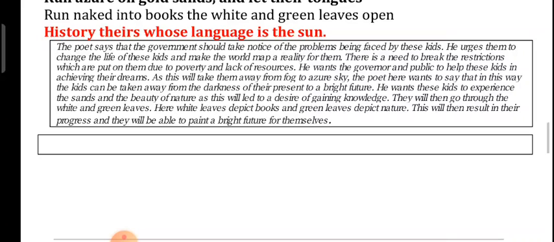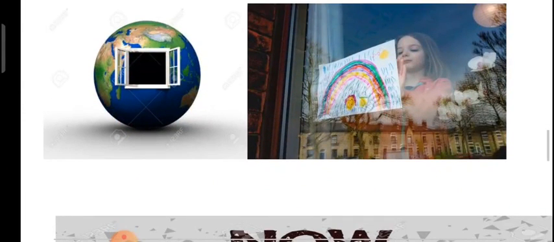He wants these kids to experience the sands and the beauty of nature, as this will lead to a desire of gaining knowledge. They will then go through the white and green leaves. So here white leaves depict books and green leaves depict nature. So this will then result in their progress, and they will be able to paint a bright future for themselves. Let me show you some pictures related to it. Yes, so this way the poet wants the windows to be opened for them.